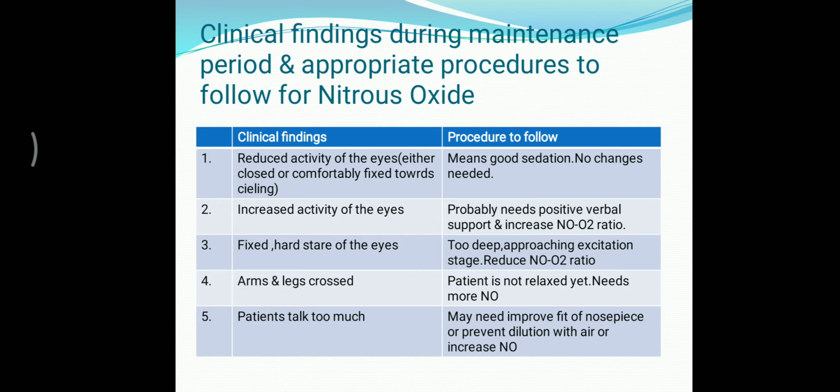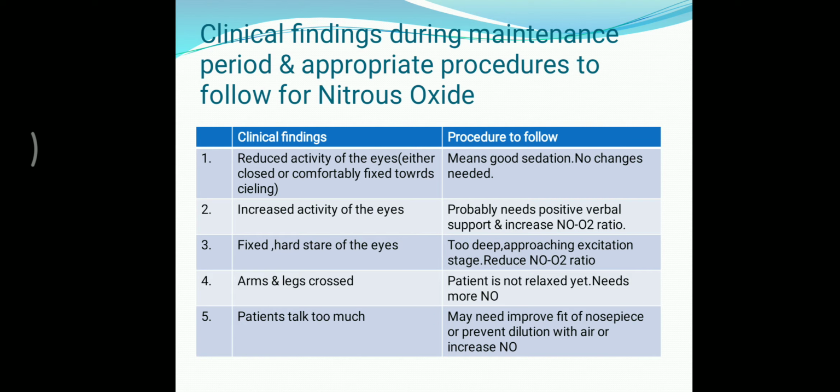Now let's see about the clinical findings during maintenance period and appropriate procedures to follow for nitrous oxide. Clinical findings: reduced activity of the eyes, either closed or comfortably fixed towards ceiling, which means good sedation, no changes needed. Increased activity of the eyes, probably needs positive verbal support, and increase oxygen nitrous oxide ratio. Fixed hard stare of the eyes, too deep, approaching excitation stage, reduce nitrous oxide oxygen ratio. Arms and legs crossed, patient is not relaxed yet, needs more nitrous oxide.